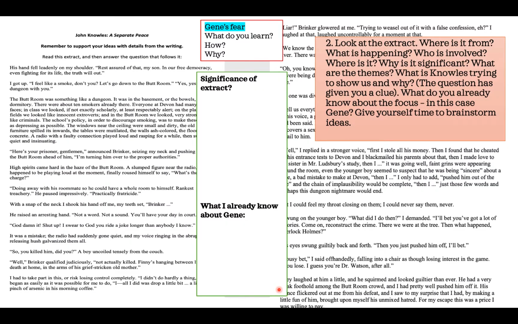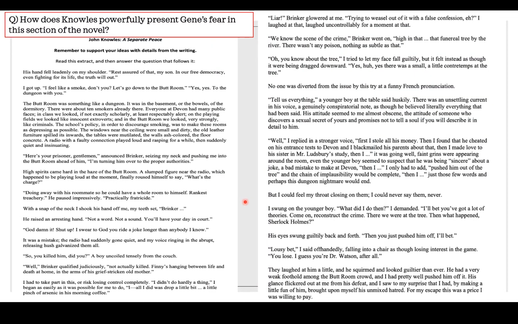Okay, so let's go back to the extract. What I would like you to do is just think to yourself, what is the significance of this extract? And what do I already know about Jean? So I would like you to pause the video, think to yourself as you read through, what do I know here, or what do I learn about Jean's fear? How do I learn it? Why? But also try and answer these two questions. So just give yourself between 5 and 7 minutes to read through this extract and make your notes.